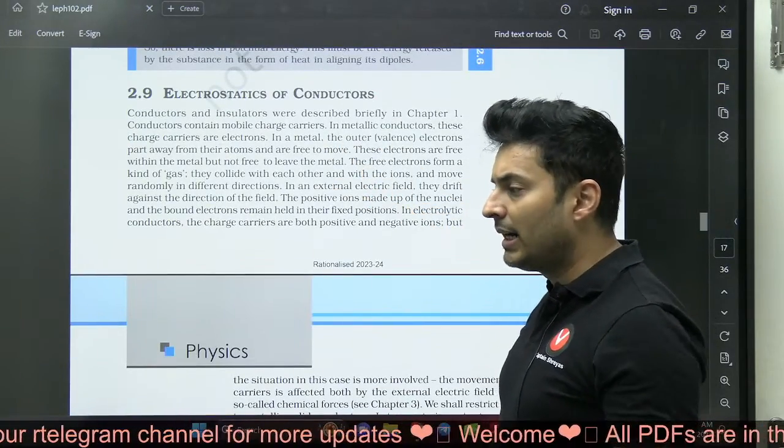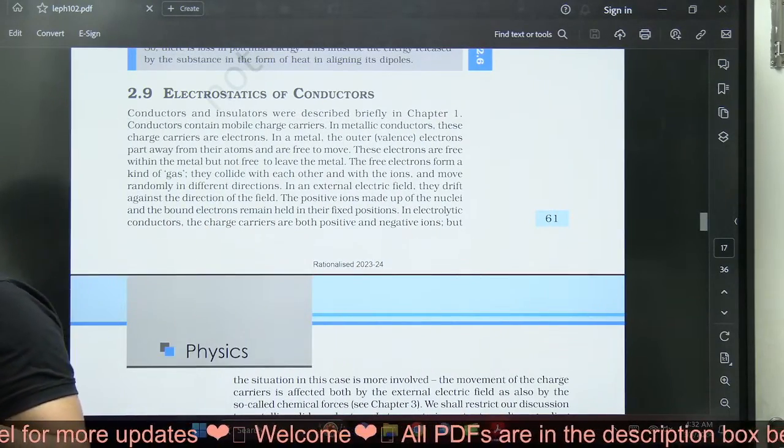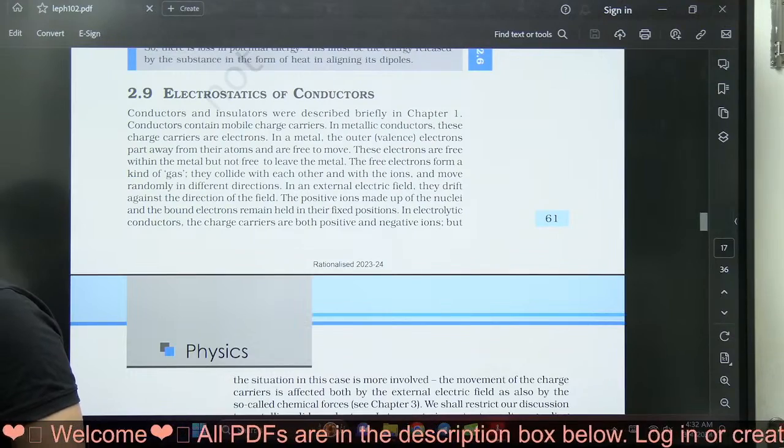Then special conditions for conductors, electrostatics and conductors. Yeah, Amodan, I just mentioned when it is stable and unstable. I hope you are listening to that.